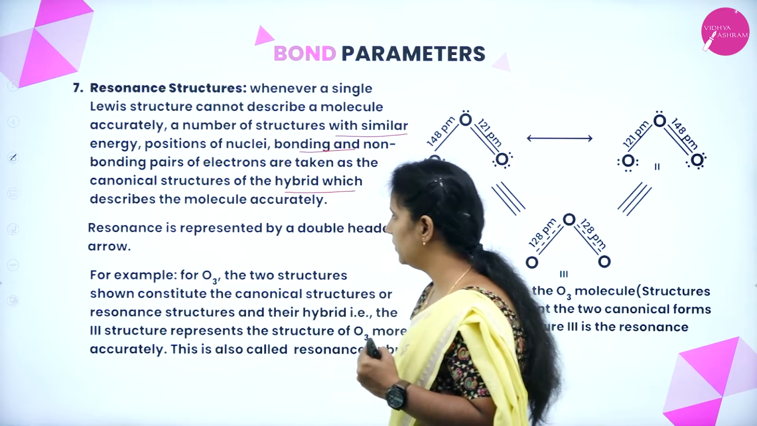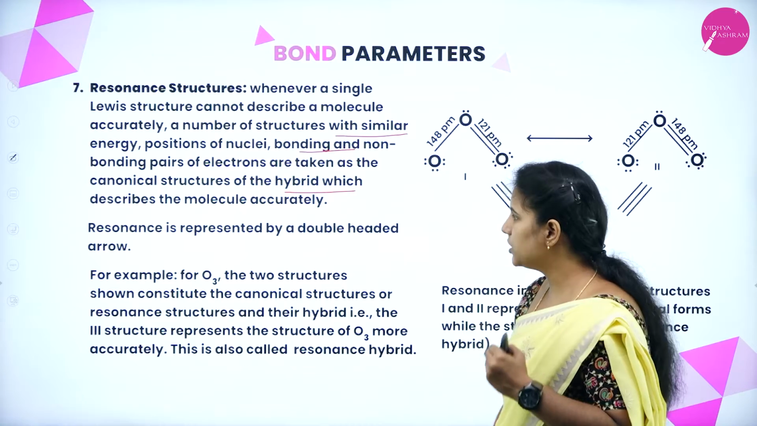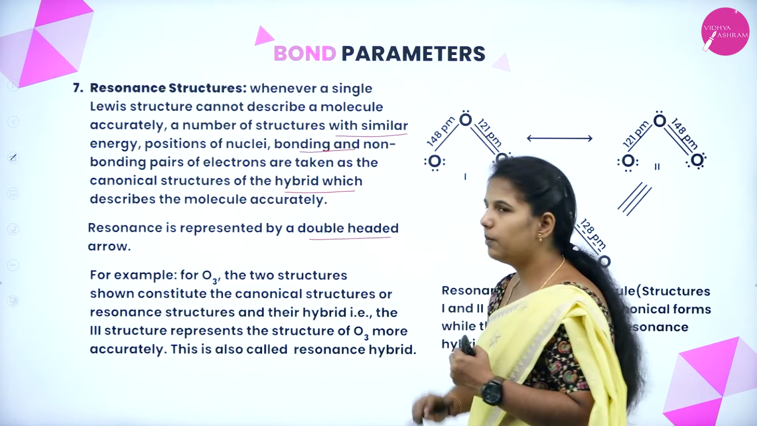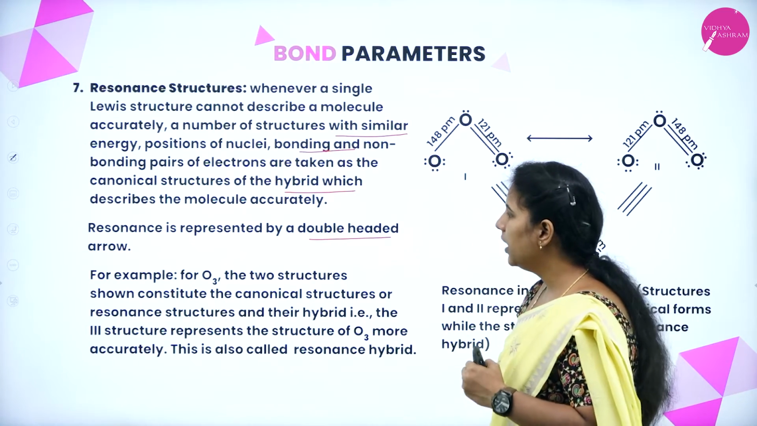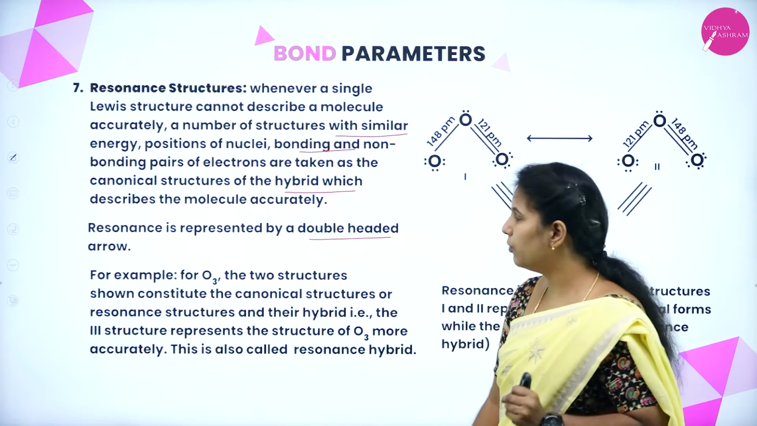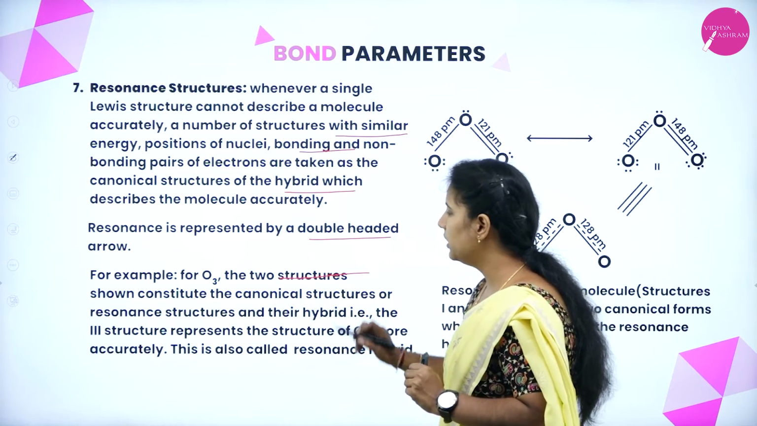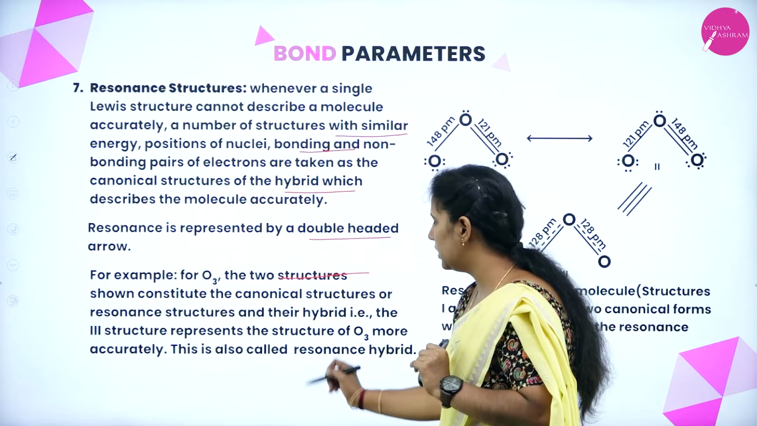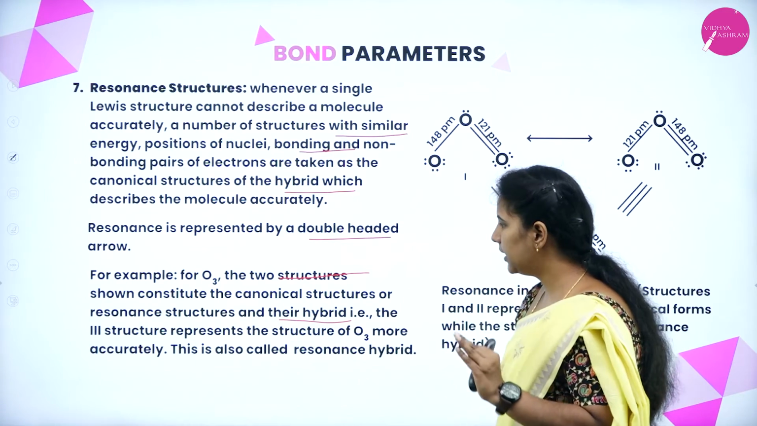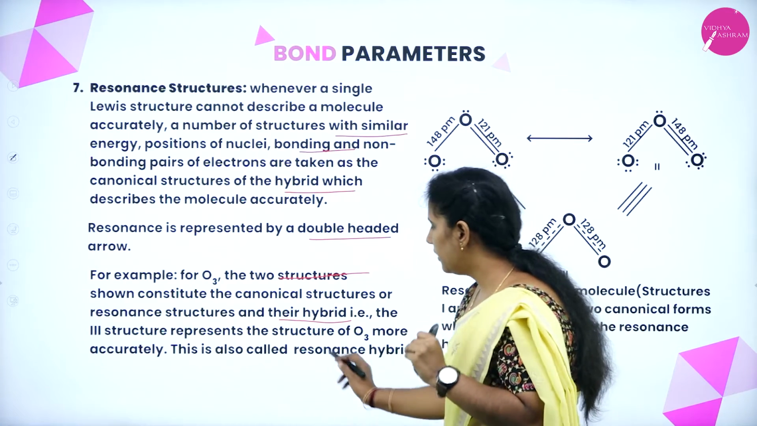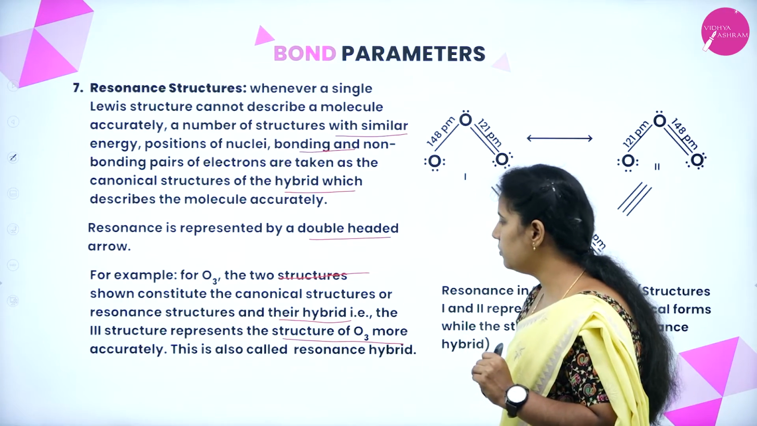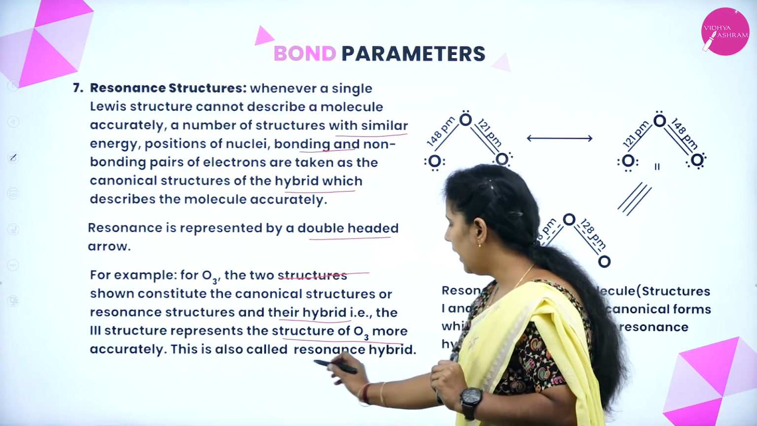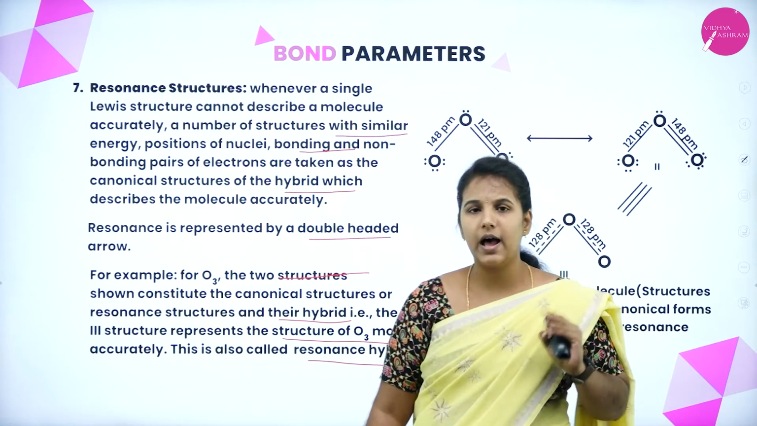Resonance structure. Resonance structures are usually represented by double-headed arrows, and in the case of the ozone molecule, the two structures will constitute the canonical structures and the resonance structure and their hybrid. That is, the third structure represents the structure of the ozone molecule more accurately and is known as the resonance hybrid.